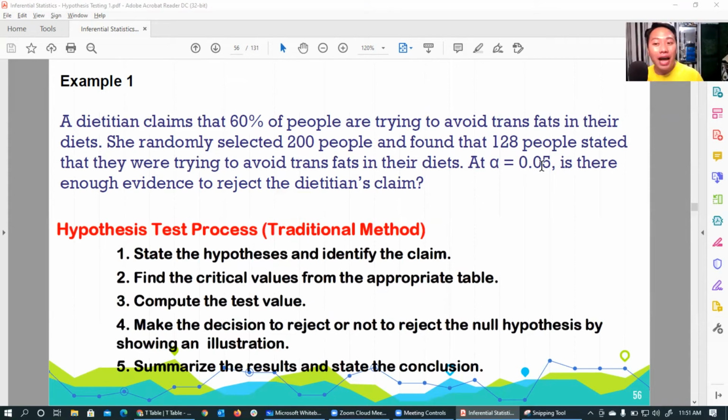Okay? Sir, do you have a t-test for proportion? No. Okay, that's a good thing. We only have a z-test for proportion. So again, the steps will still be the same. The process doesn't change. It's just that we are looking at different values. So let's try to solve.